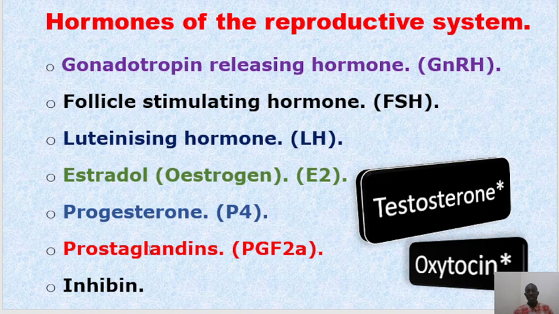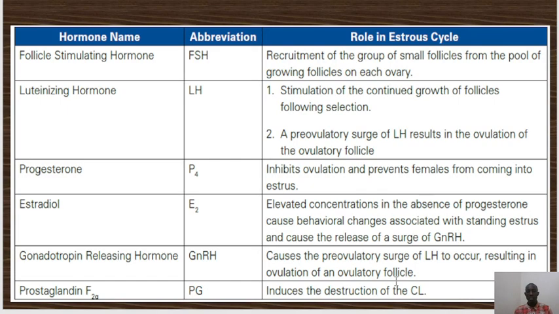We have the prostaglandins, and these are produced by the uterus. Then we have inhibin, and inhibin is also produced within the ovary. We have the testosterone, and testosterone is produced in the testes mainly by the Sertoli cells, whereby we shall see that in production of testosterone, we have the follicular stimulating hormone promoting spermatogenesis within the Sertoli cells. Then the luteinizing hormone stimulates the production of testosterone within the Leydig cells. These are the hormones, the abbreviations, and the roles they play within the estrous cycle, as you shall see.